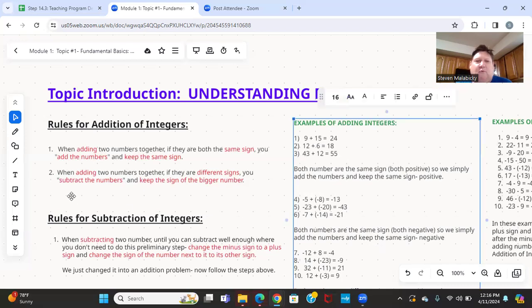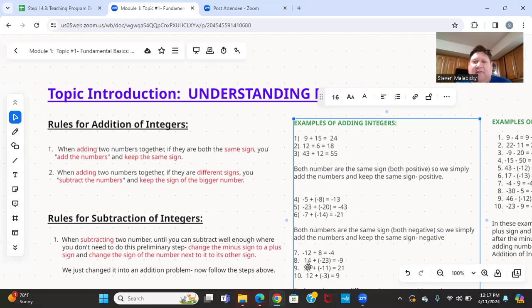Now, the second rule is when adding two numbers together that have different signs. Okay, you must subtract the numbers and keep the sign of the bigger number. So as you can see for number 7, one sign is positive, the 8, and the other sign is negative, the 12, and we are adding. Okay, so -12 plus 8, we actually subtract the 12 and the 8, which gives us 4, but the bigger number is negative. -12 is bigger than 8, right? So it's -4.